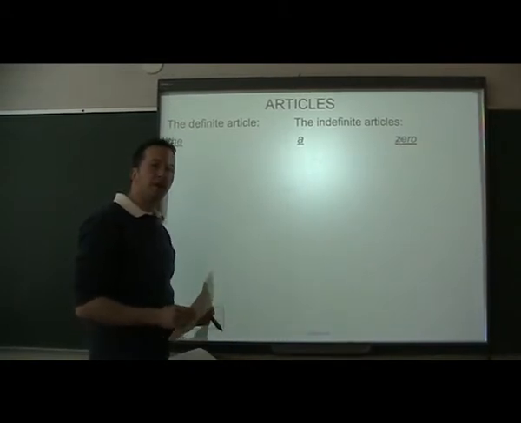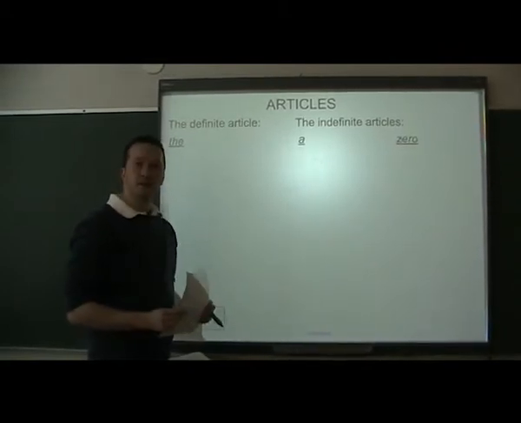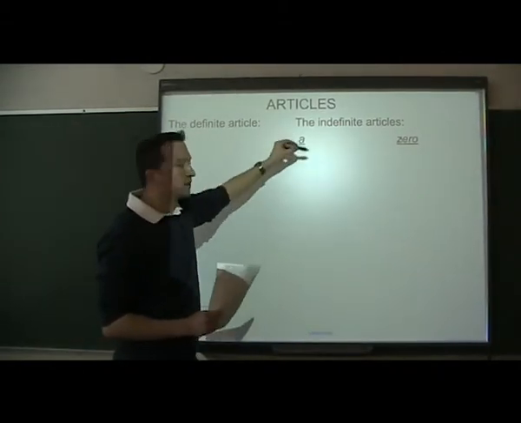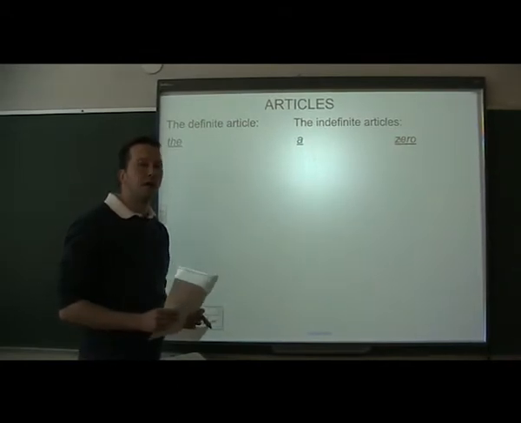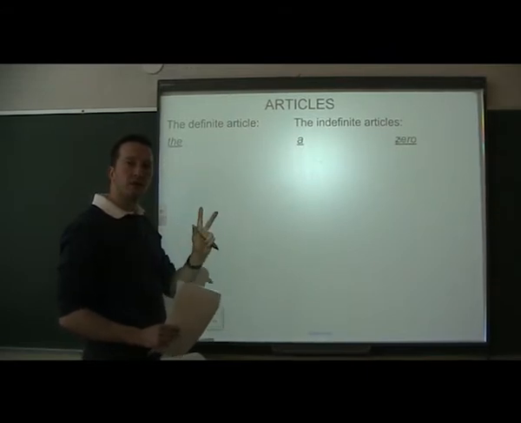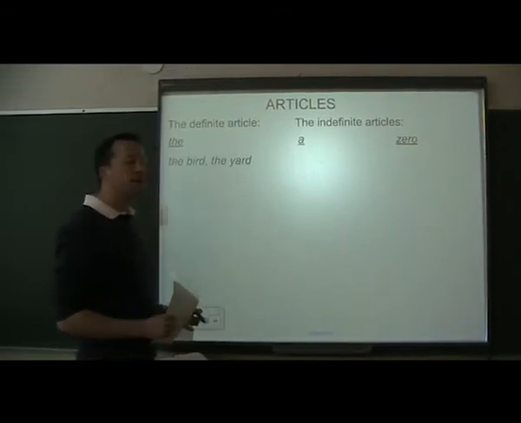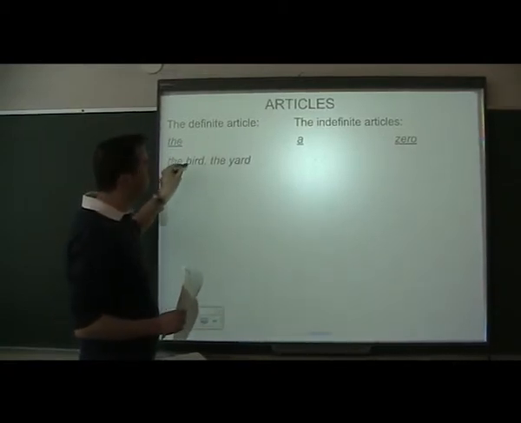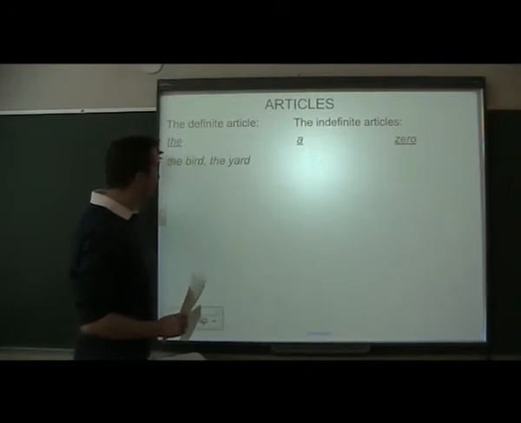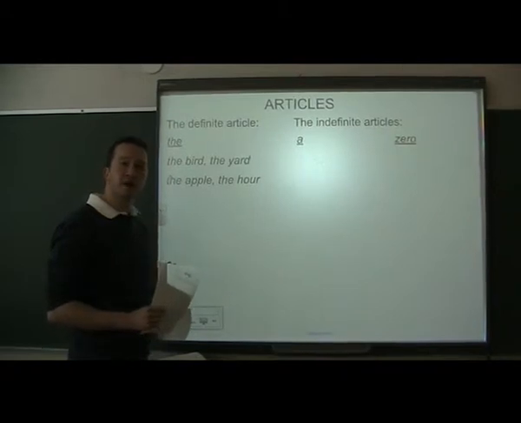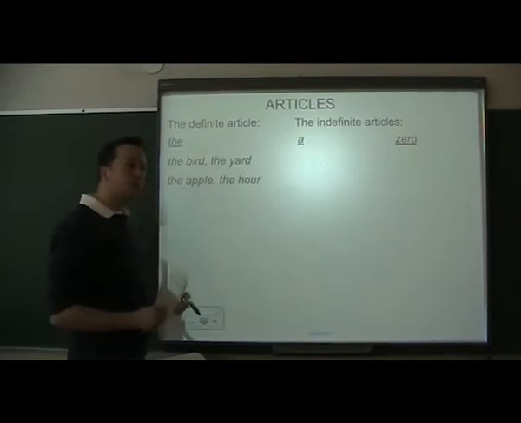You might be wondering at this point whatever happened to the indefinite article a. Well, actually it's just one variant of the indefinite article a. And actually the definite article the also has 2 variants. We say the bird, the yard. If the noun begins with a consonant sound, the definite article is the. If it begins with a vowel sound, we pronounce the article the apple, the hour.